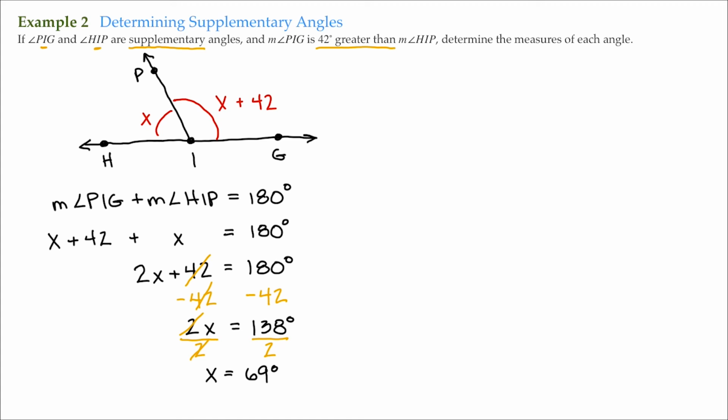And what is X? Well, that's angle HIP. So this is 69 degrees here. Angle PIG is the same as angle HIP plus 42 degrees more. So 69 plus 42 is 111 degrees. And it seems to make sense because 69 degrees plus 111 degrees is 180 degrees, and 111 degrees is 42 degrees more than 69 degrees.